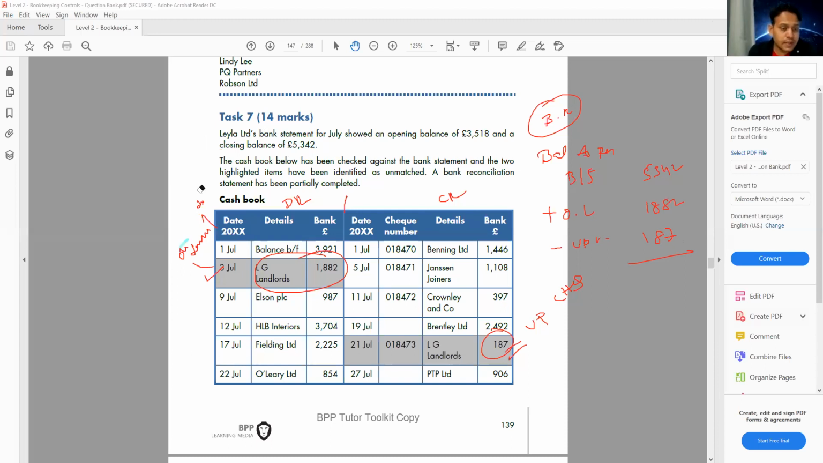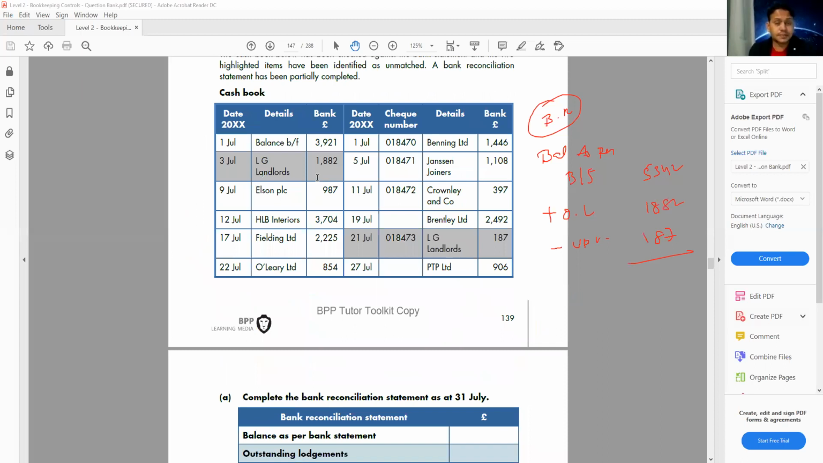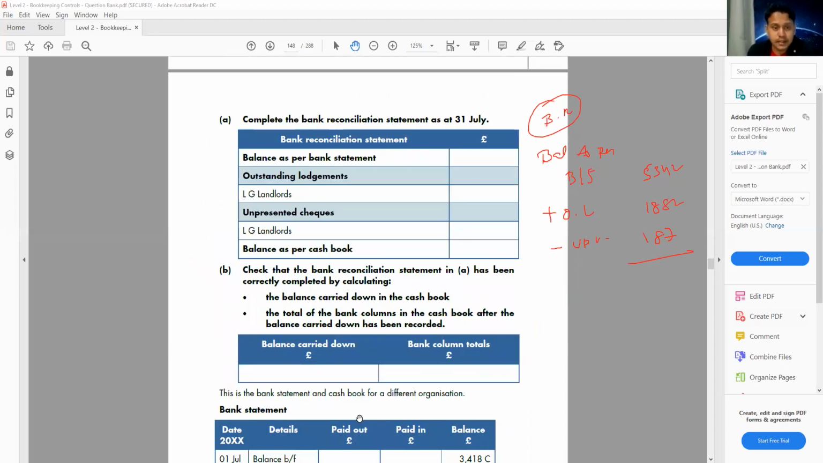Let's go down and have a look at what the requirement is here. Hopefully it will ask for the reconciliation. Yes, you can see that the reconciliation portion is here. The first one, they said, complete the bank reconciliation statement as at 31st of July. Balance as per bank statement, that is 5342, that is the closing balance. Then outstanding lodgement, we have 1882, and the unpresented check, this is only going to minus 187.